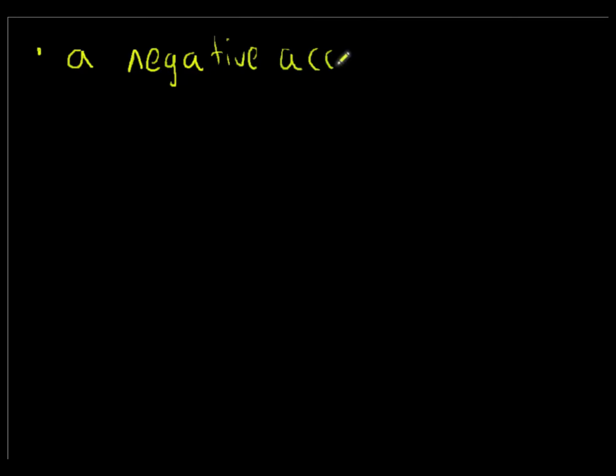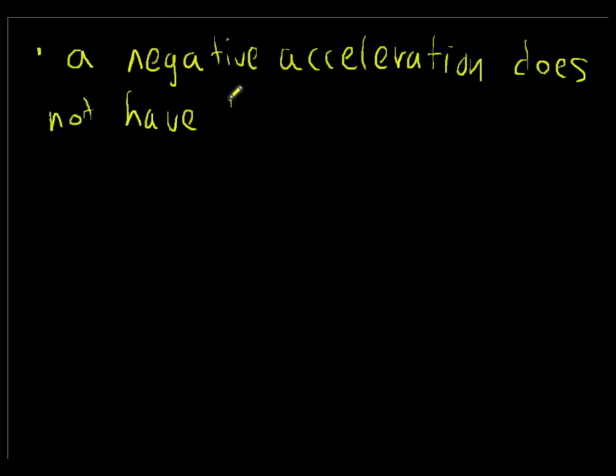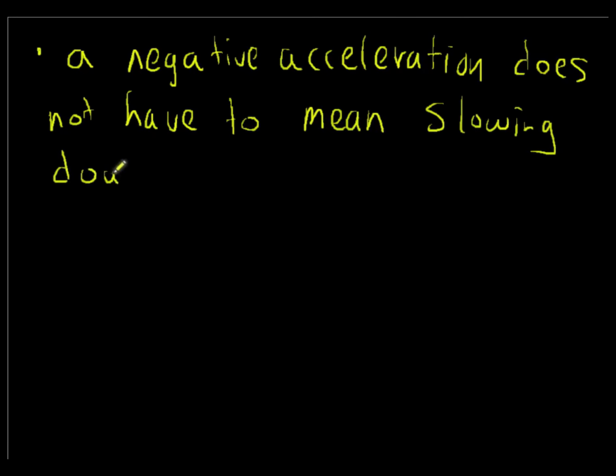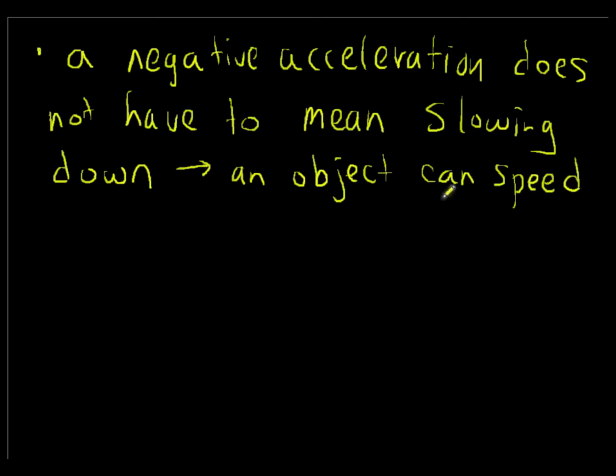Acceleration doesn't have to be slowing down if it's negative. A negative acceleration could mean speeding up, or even a change in the object's direction. An object can speed up in a negative direction.